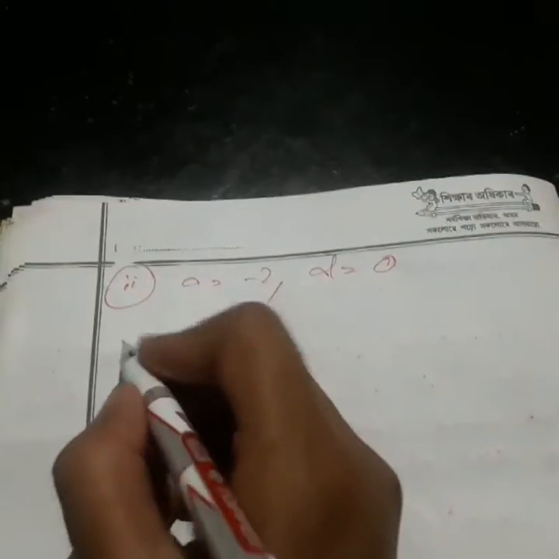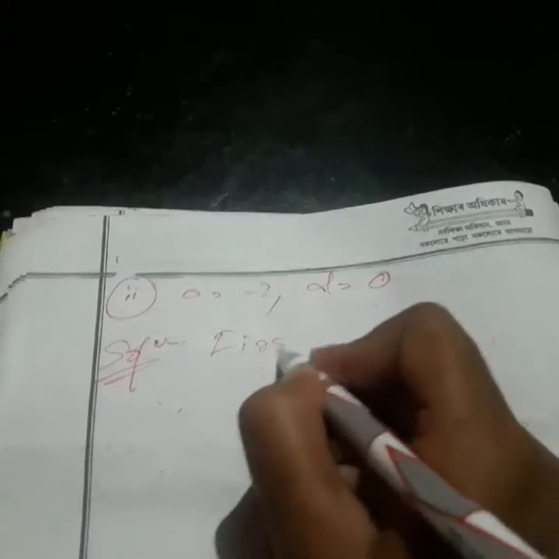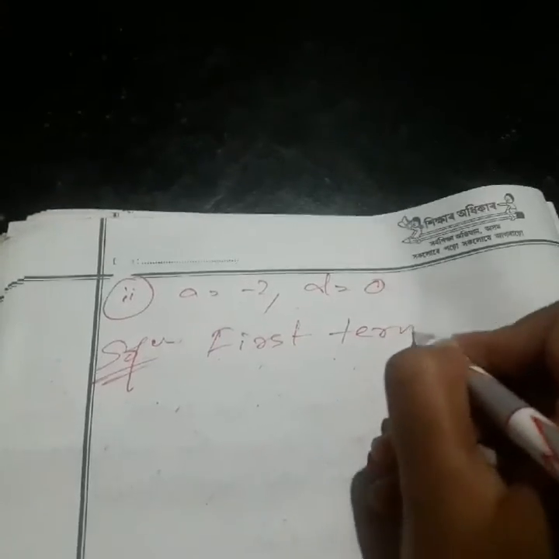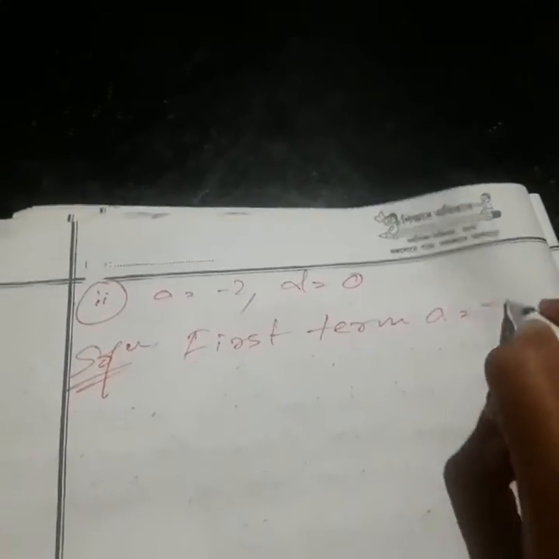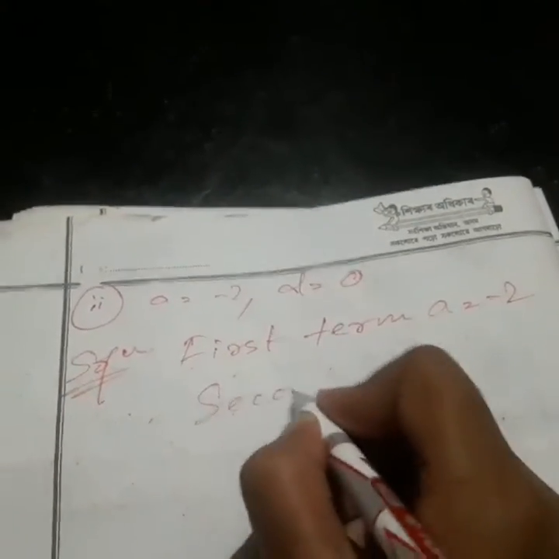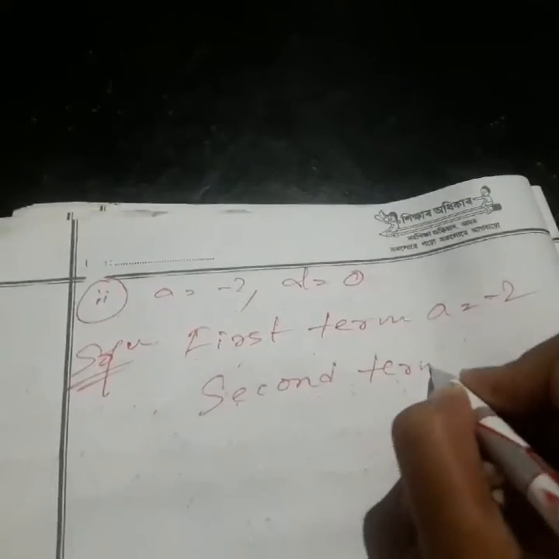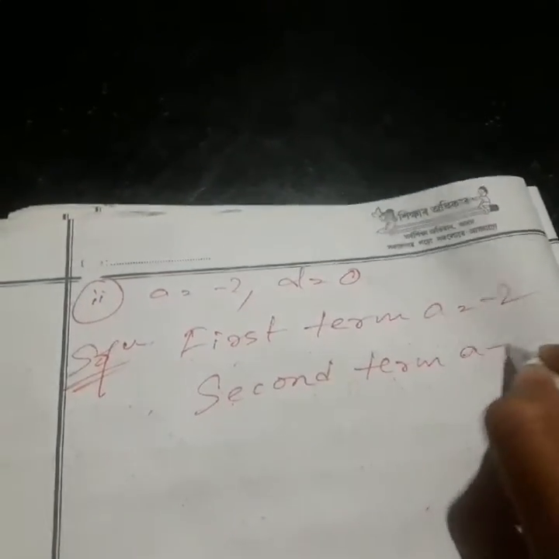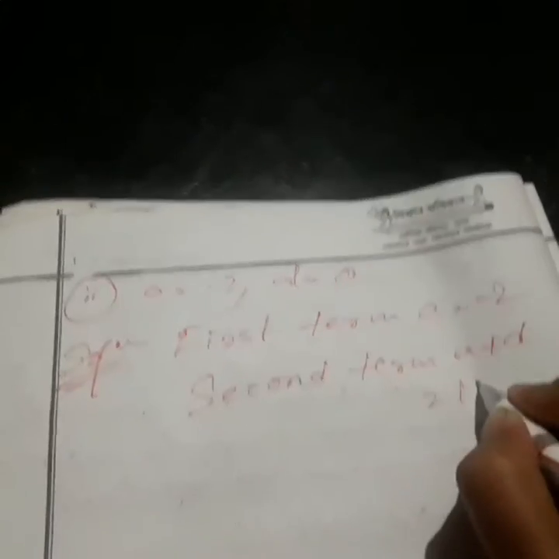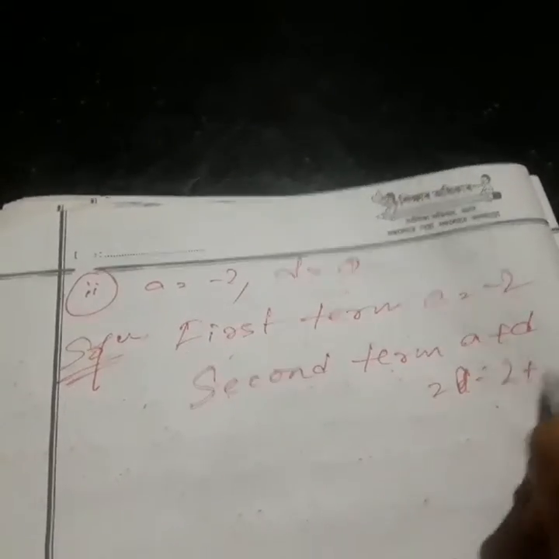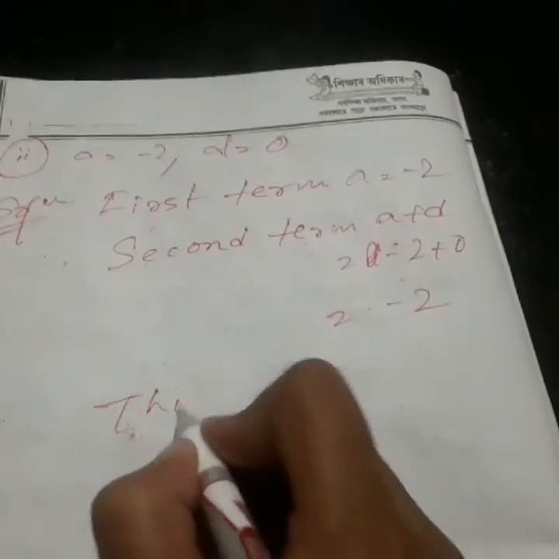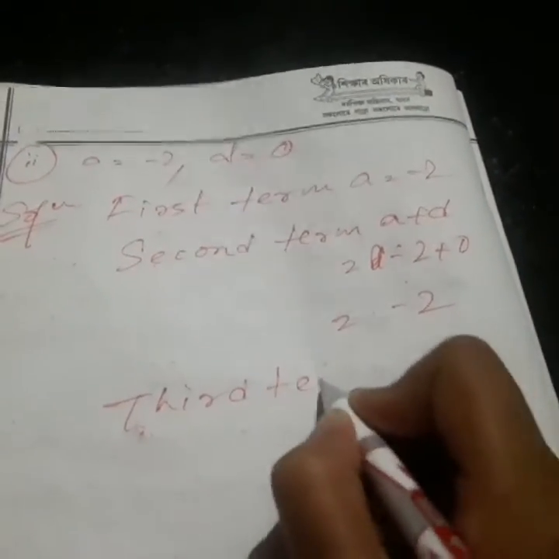Now by following the same method, let's do our Roman number 2. So again here, same as before, we will write first term is what? First term A equal to minus 2. Then second term is A plus D, right? So minus 2 plus 0 is how much? Minus 2. Then we will write third term.